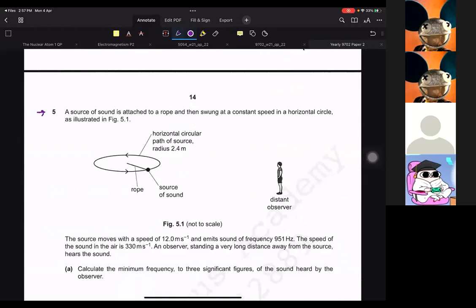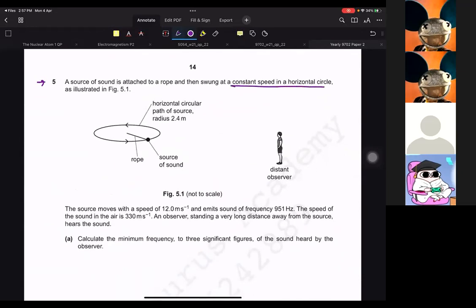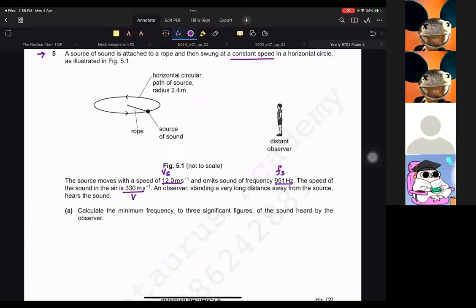Question number 5. A source of sound is attached to a rope and then swung at constant speed. In my exam, when I'm solving, I just underline the things that I think would be important. It says the source moves with the speed of this and emits a frequency of this. This is the speed of source, and this is the frequency of source. This is the speed of sound. An observer is standing a long distance away from the source. Calculate the minimum frequency, to 3 significant figures, heard by the observer.